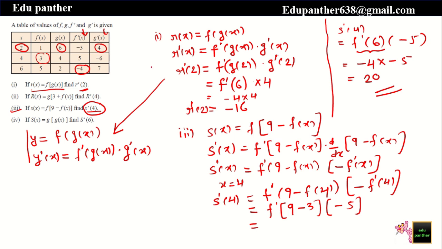So this was calculating the derivative using these values given in the table. So you can solve question number 2 and question number 4 by using the same method that we have applied just now here. So this was all in differentiation of composite function. Next we'll be doing the differentiation of inverse function.